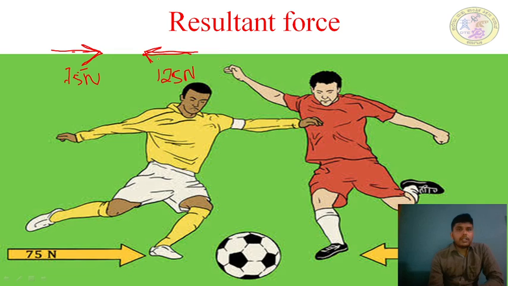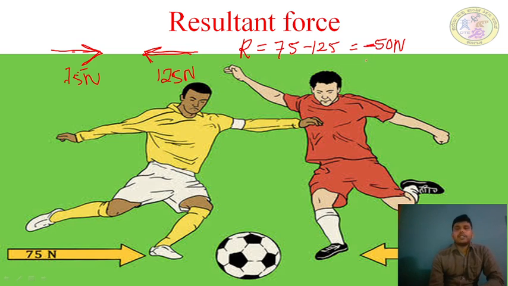75 Newton. Now the directions of the forces are opposite, so the resultant force will be 75 Newton minus 125 Newton, because it is on the left side. 75 is positive because it is in the right side direction, and 125 is in the left side direction, so that's why it is negative. Then it is equal to minus 50 Newton. The answer will be minus 50. See, in the answer only it is written minus 50.